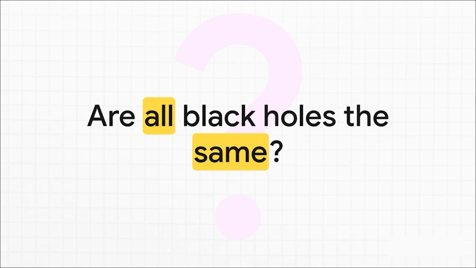You might picture a black hole as just this one singular cosmic vacuum cleaner, right? But are they all the same? Asking that question actually opens the door to a surprisingly diverse ecosystem. Far from being identical cookie-cutter objects, black holes come in a massive variety of sizes, behaviors, and theoretical frameworks.